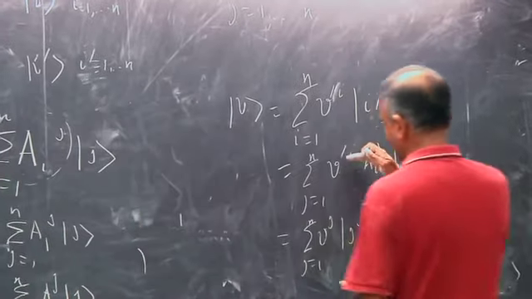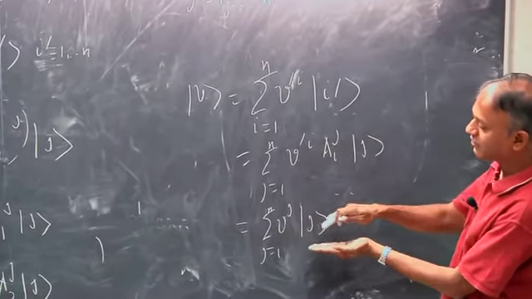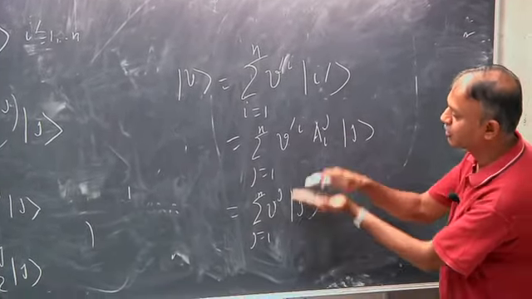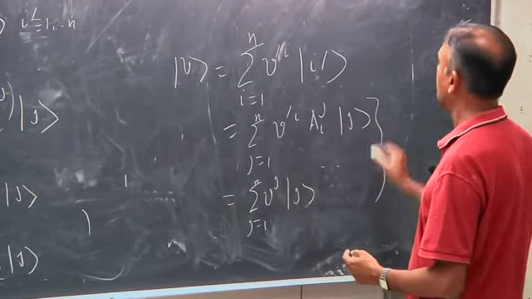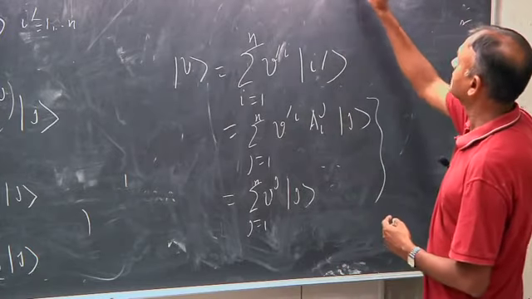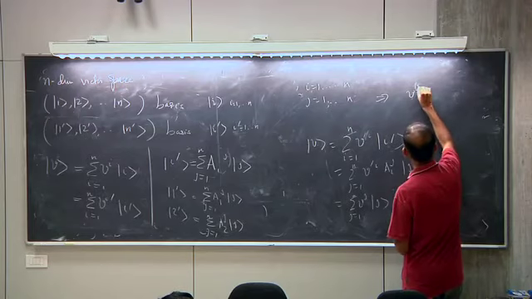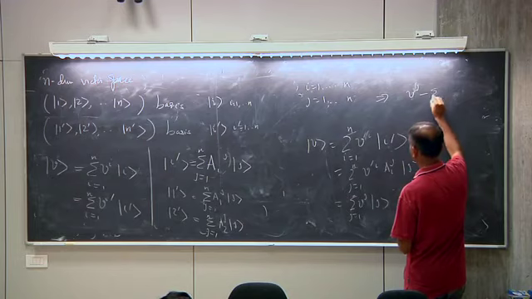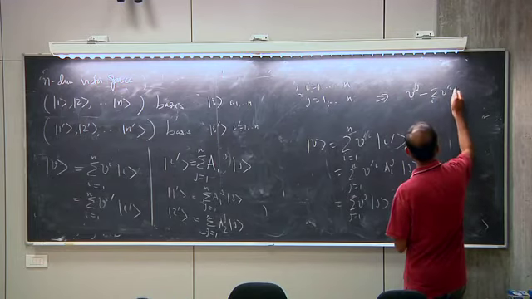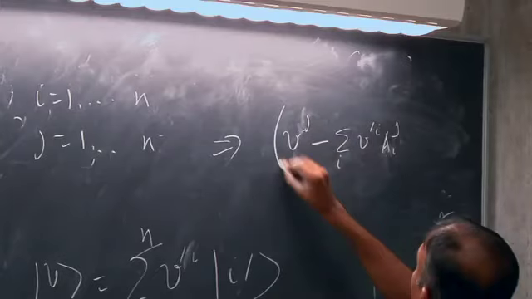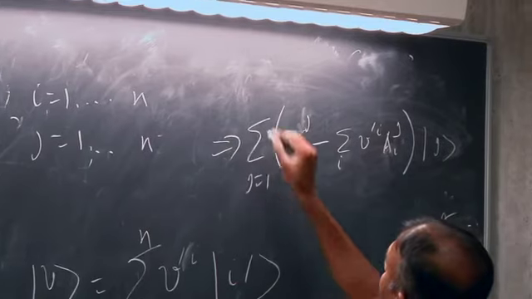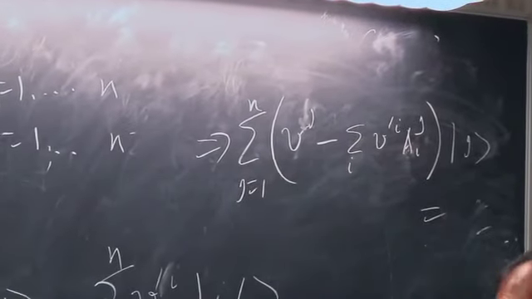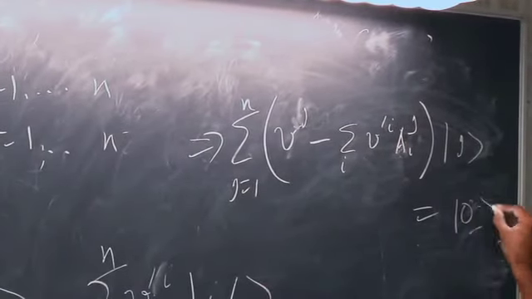Now you have an equation here. In fact, let me take this and put it on the other side. So this equation implies that Vj minus the sum over I of V prime I Aij, this whole thing multiplying j summed over j equal to 1 to n, is equal to 0, is equal to the null vector.